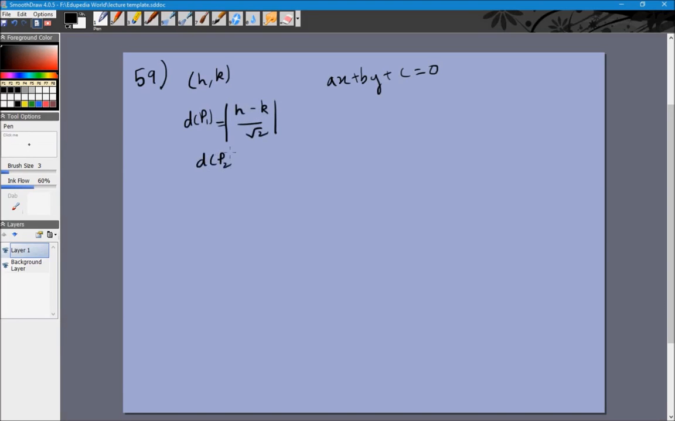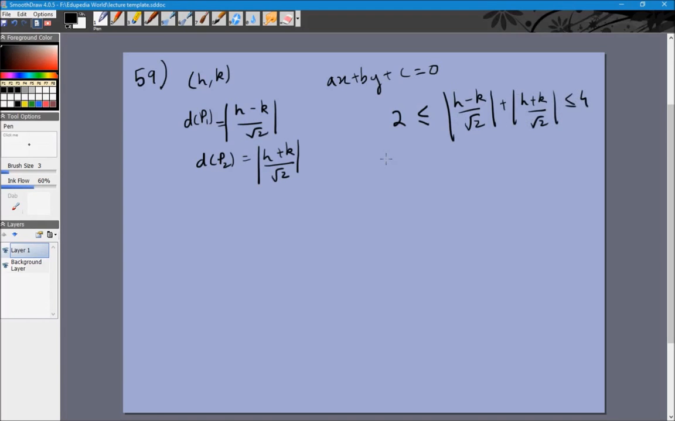And d of p2 is equal to mod of (h plus k) by root 2. And we are only talking about the first quadrant, and the equation is 2 is less than equal to mod (h minus k) by root 2 plus mod (h plus k) by root 2 less than equal to 4. This is the equation, right? So obviously in the first quadrant h and k are both positive, so this is always positive. This can take two values, it can be either positive or negative.